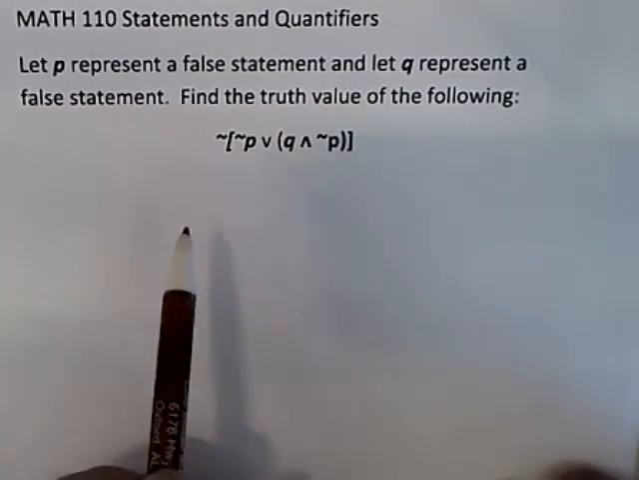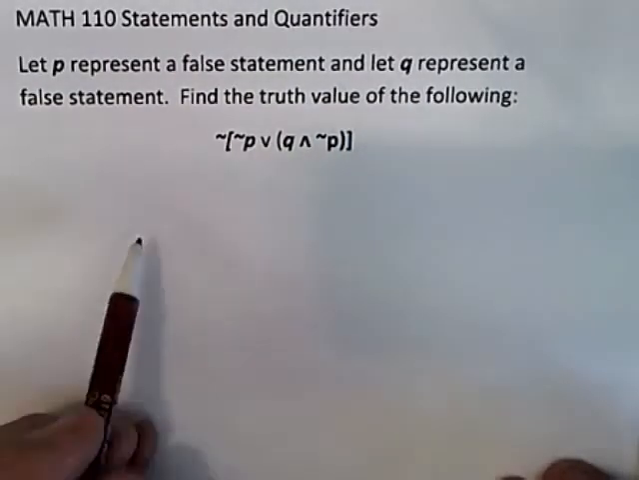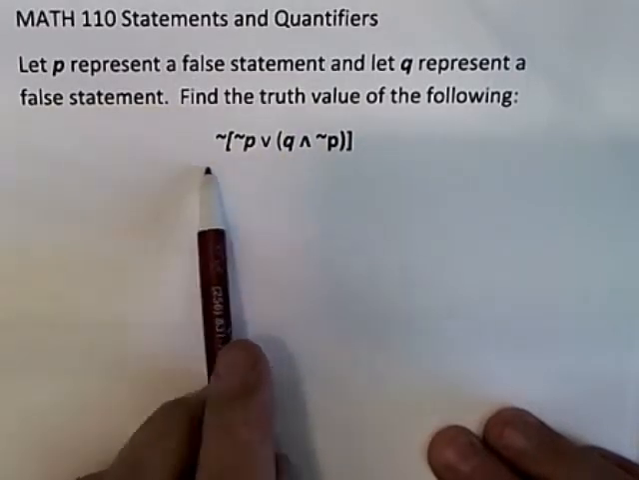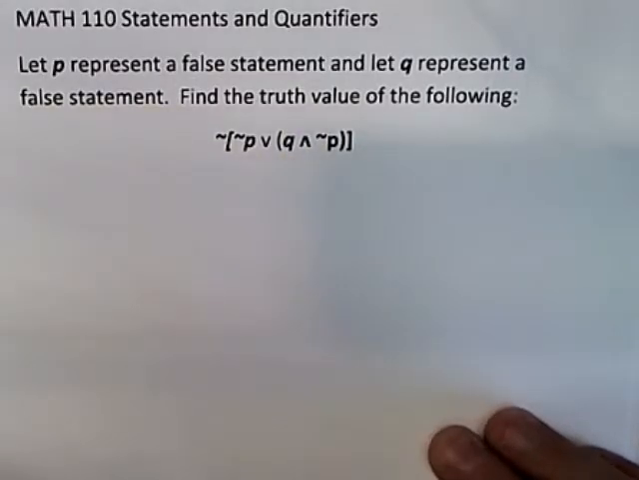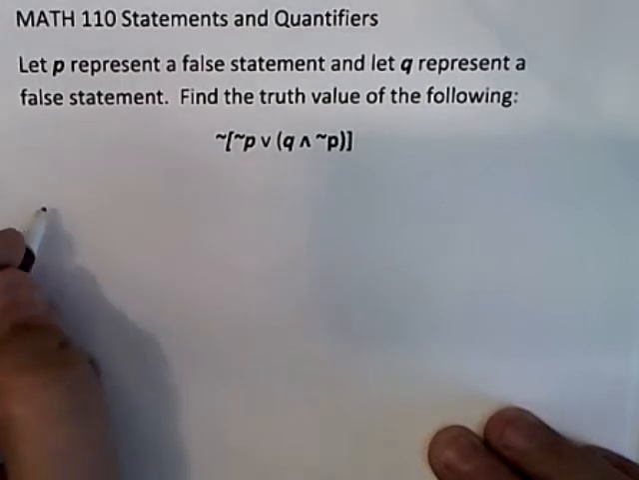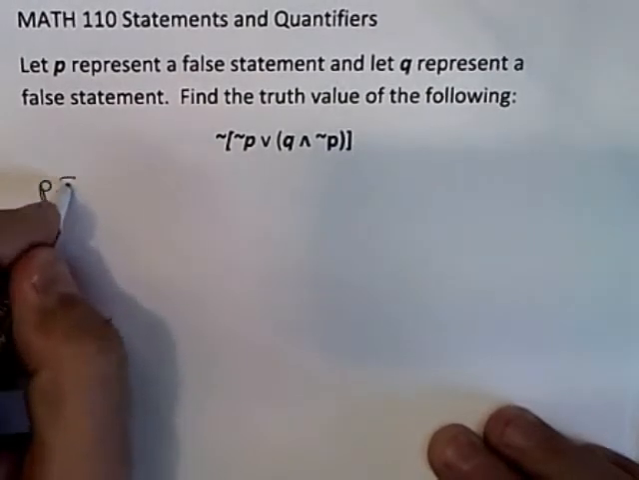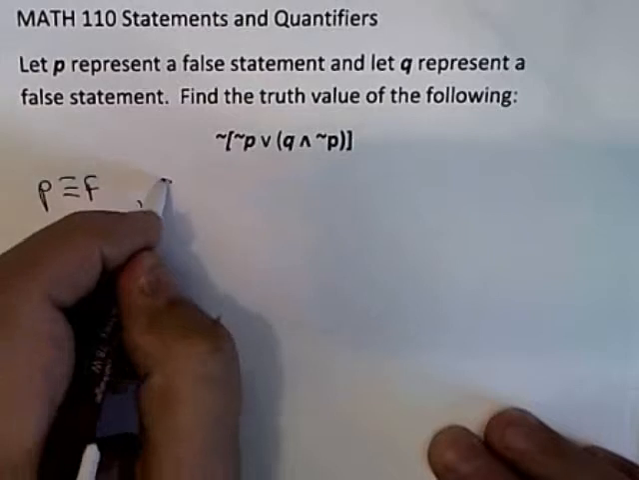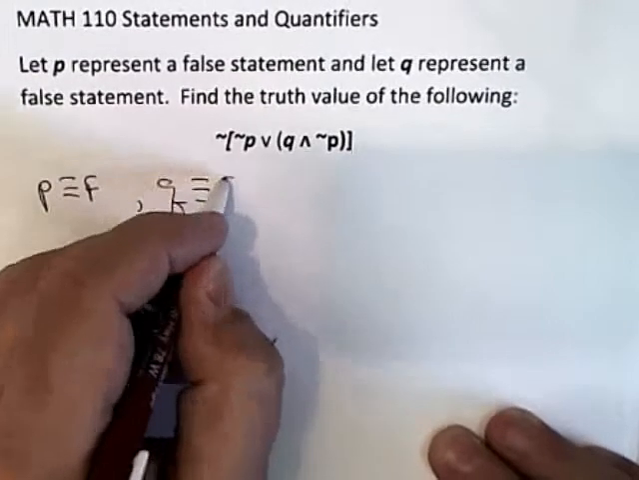Let P represent a false statement and Q represent a false statement. Given that information, we want to find the truth value of this complicated looking logical expression. So first of all, they're telling us that P is false. They're also telling us that Q is false.